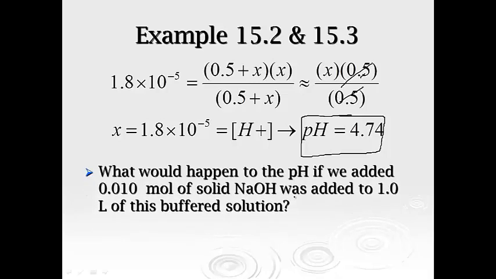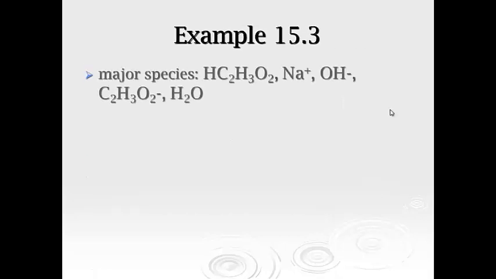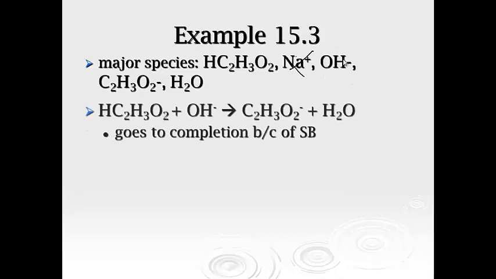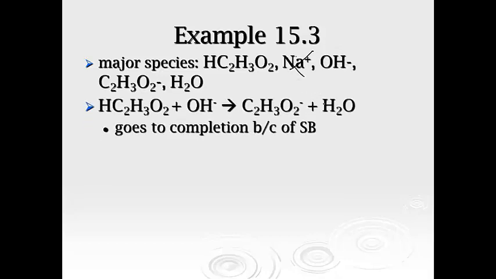Now what we're going to do is see what would happen to the pH if we went ahead and added some solid sodium hydroxide. Sodium hydroxide is a pretty strong base. We're going to add a small amount, 0.010 moles, and see what happens to the pH. Remember, what we're comparing it to is 4.74 to start with. So again, our major species: we've got the acetic acid, the sodium's there, but now we're going to add in hydroxide. Let's see if we can figure out all of these reactions.